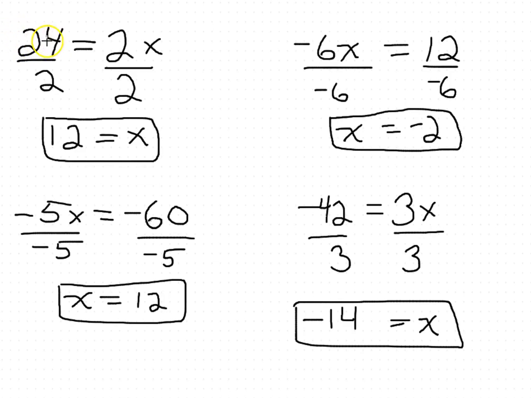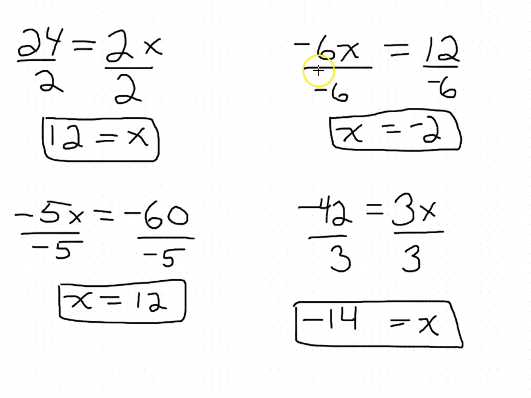So here we have 24 is equal to 2 times x. 2 times x is multiplication. The opposite of multiplication is division. So we're going to divide by the coefficient on both sides. 24 divided by 2 is 12. Negative 6 times x equals 12.